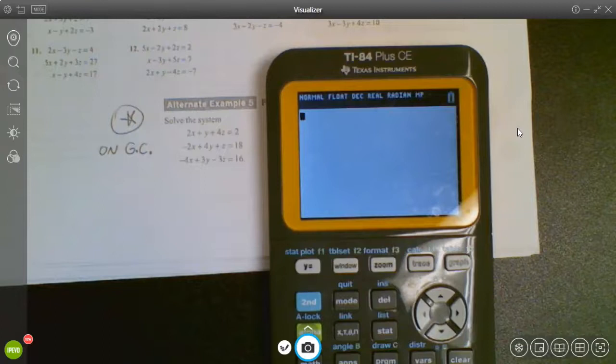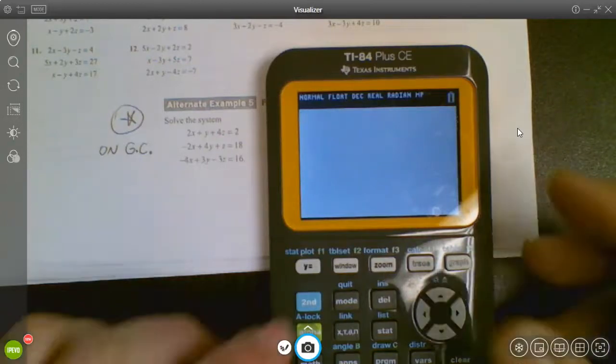A false statement would be one where all of your letters cancel, but you're left with a false statement, and so it's no solution. If I had a false statement like 0 equals 5, that's obviously false. That's how I would recognize the no solution case. So here's how we're going to see it within the matrices. So I'm going to go back in.